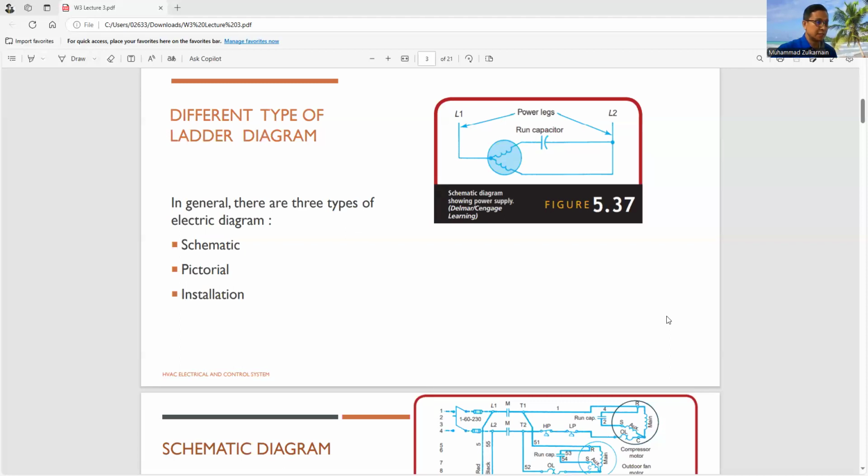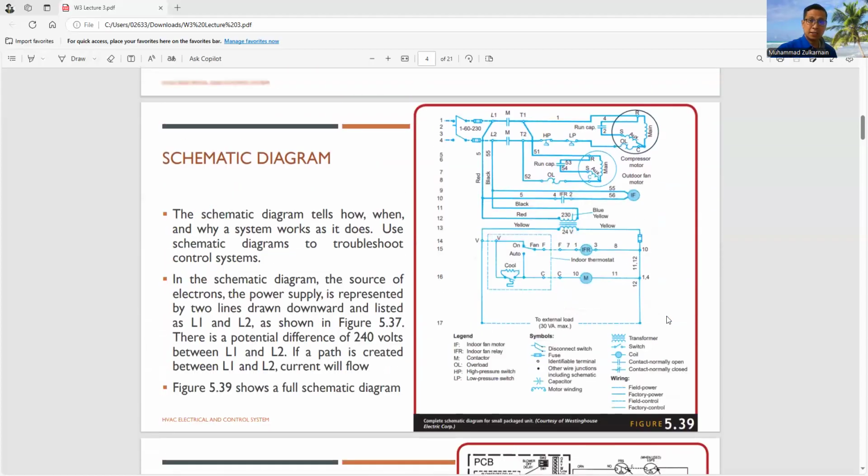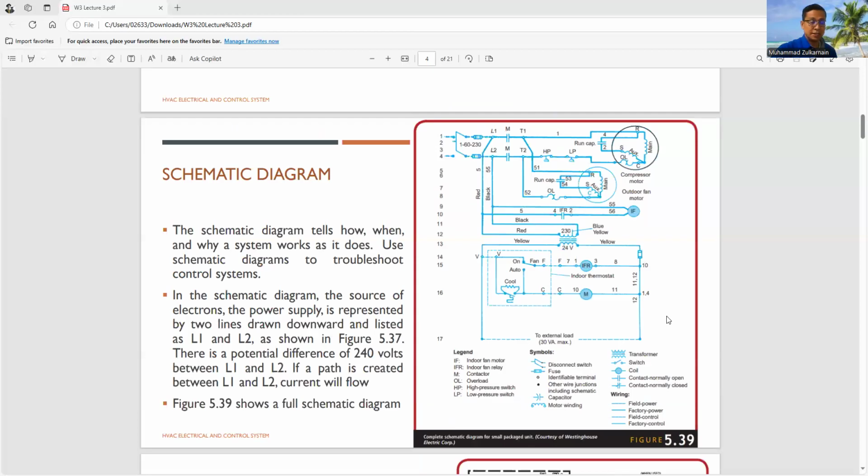So we actually have three different types of ladder diagram in the circuit system. The first is the schematic, the second is the pictorial, and the last is the installation system. So first, I would like to explain how to read the schematic diagram.